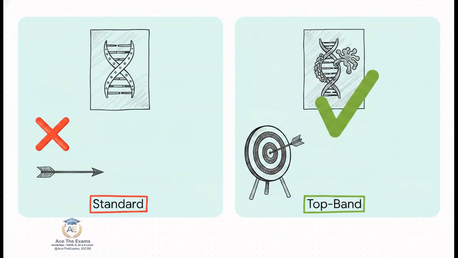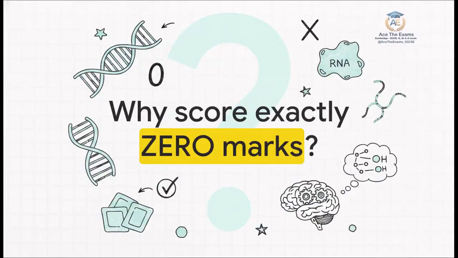Let's compare that standard 0-mark answer to a top-band response. Notice the difference? The top answer says RNA polymerase binds to the specific promoter region. Now, that shift in wording isn't just some fancy stylistic choice. It's the literal difference between dropping a grade boundary and securing your target score. Examiners are actively hunting for these highly specific phrases, and missing them is a massive, massive risk. So let's dive into this.